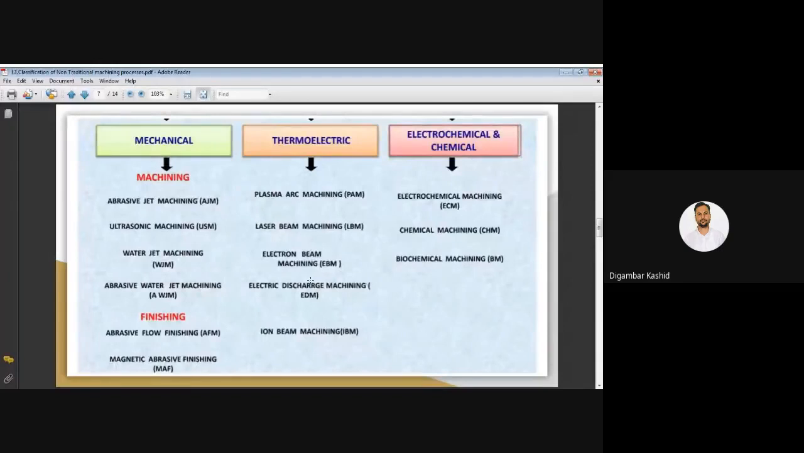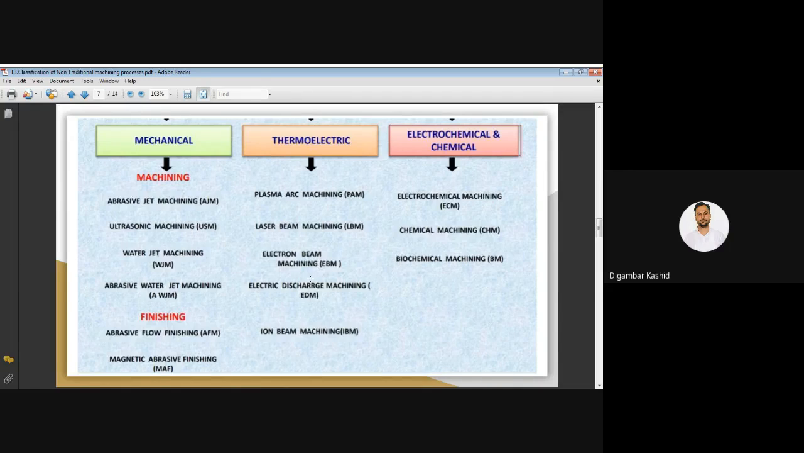Now here in short, you can see under mechanical which are the machining and which are finishing processes. Then in the group of thermoelectric, which are the different processes. In the group of chemical and electrochemical, which are the different processes you can see.